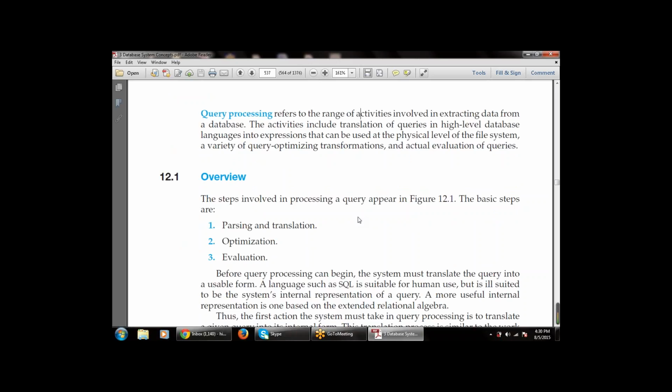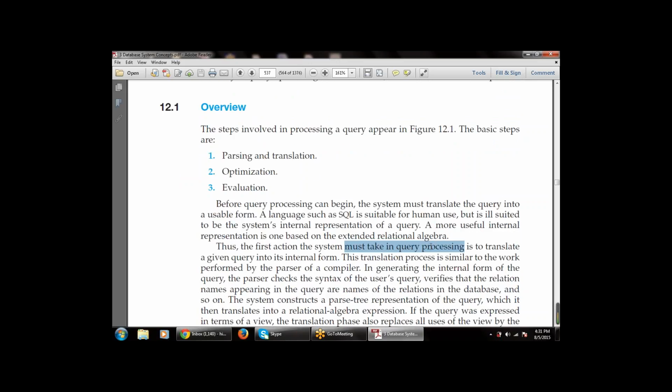Before query processing can begin, the system must first translate the query into a useful form, an understandable form that is well suited for the internal representation of a query, useful for the extended relational algebra. Therefore, the first action in query processing is to translate into an internal form. That translation is known as parsing.